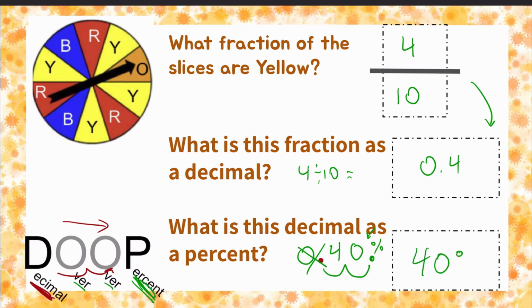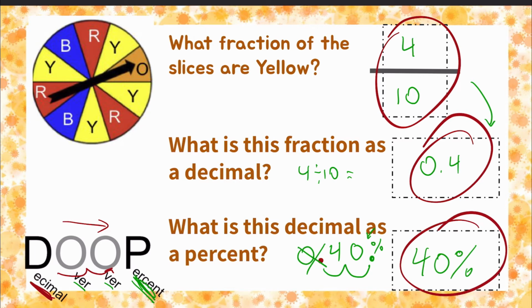I can make that look nice. 40%. So all of these 3 numbers are the same. 4/10, 0.4, 40%. They're all equivalent. They're just in different states, kind of like water: liquid, gas. Different states of matter. These are different states of numbers.